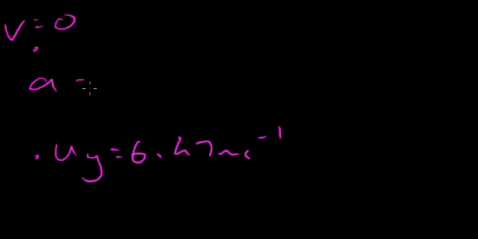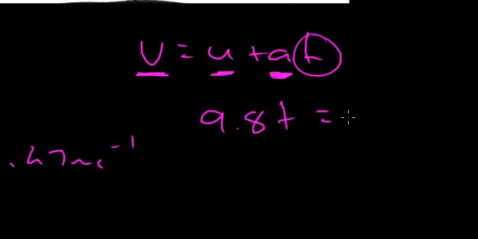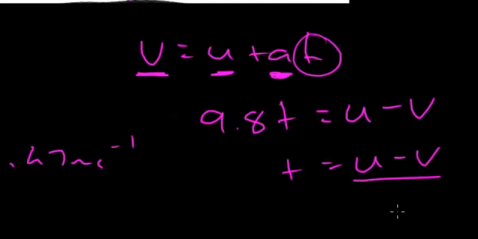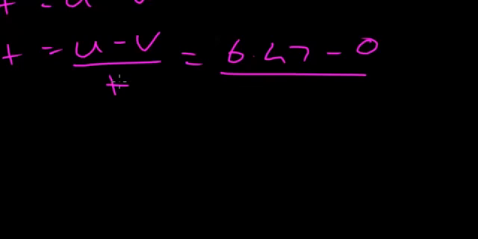And to determine the time it takes, we've got acceleration. Very simple, v equals u plus at. Why? Because I've got my v, I've got my u, I've got my a, and I'm trying to find t. So minus 9.8 t equals u minus v. T equals u minus v over a. Just year 8 algebra. U is 6.47 minus 0 over 9.8. Let's see, that divided by 9.8 gives us 0.66 seconds.